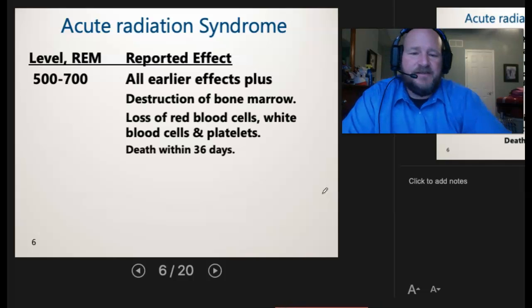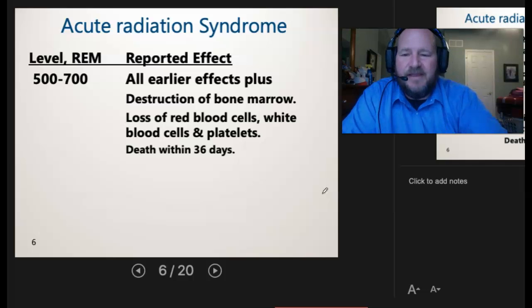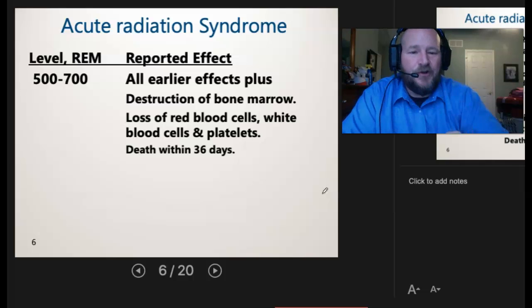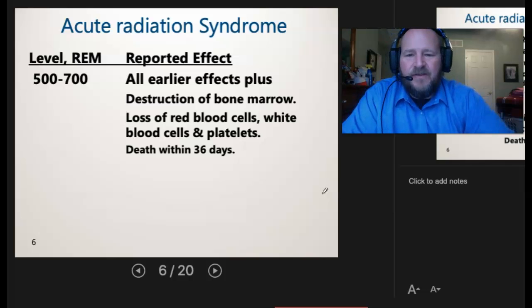Now, this is also going to be an additive effect, right? So as we increase the amount of REM. So here we go, 500 to 700, you notice you get all the earlier effects. So your blood chemistry is already being altered. Your hair loss is already going to happen, right? Now what we're going to see is the destruction of bone marrow, the loss of red blood cells, white blood cells, and platelets, and now you are going to die within 36 days.